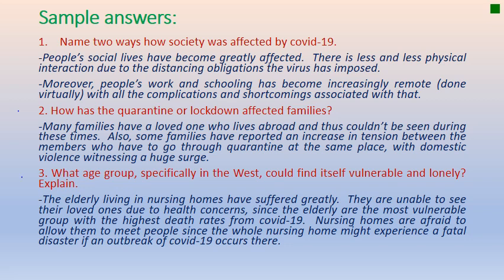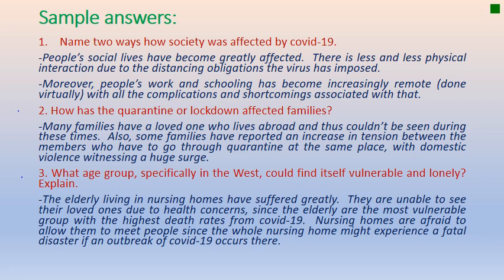Now, number 3, which brings us to our topic. What age group, specifically in the West, could find itself vulnerable and lonely, meaning weak, okay? And they're on their own. We know that in the West there are assisted living houses, meaning houses for the elderly, that take care of the elderly who no longer can live with a family member because they need more assistance, and the rest of the family is either working or at school.